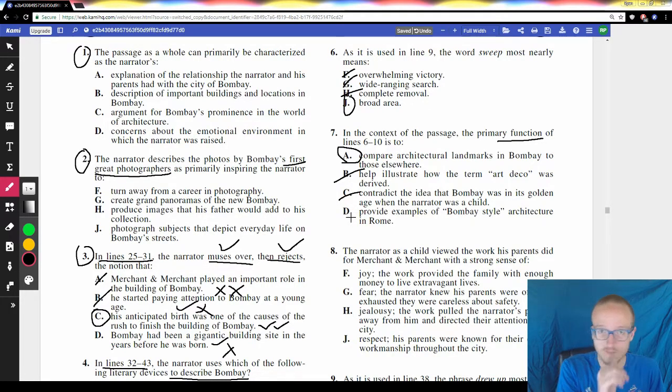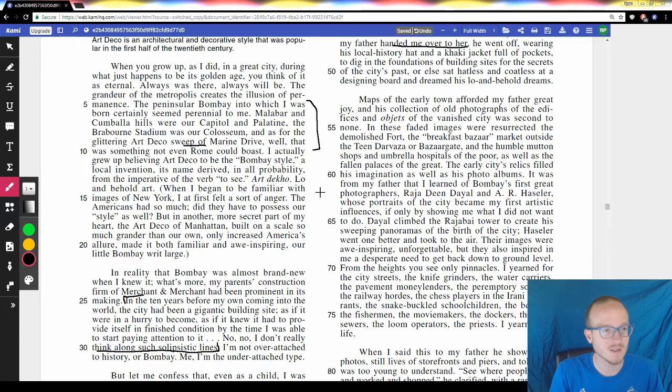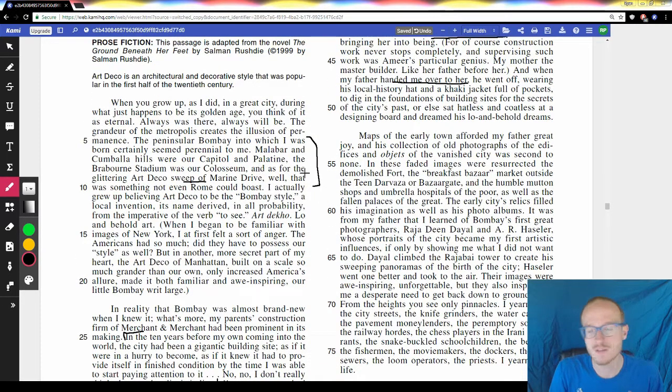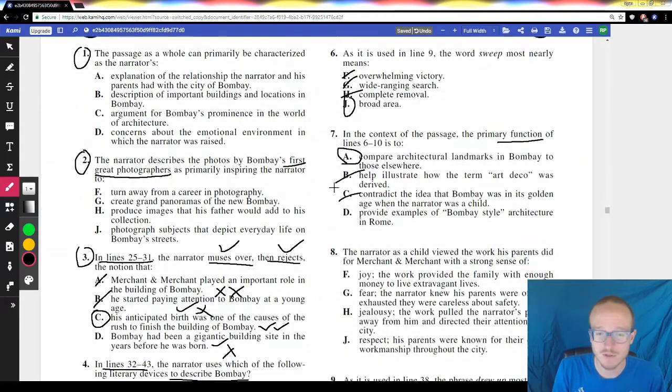So he's talking about great architectural features in Bombay and in Rome, but actually the style of the architecture is not going to be the same. This is a little bit tough to figure out if you don't know it, but they actually do give it up here. So it is worth reading this little blurb before you start. Art Deco is an architectural and decorative style that was popular in the first half of the 20th century. Obviously not something that was big in ancient Rome.